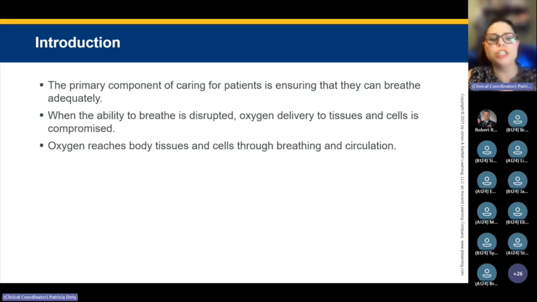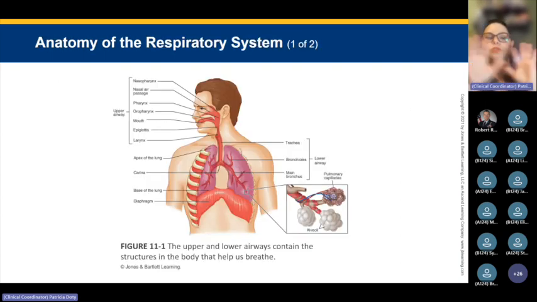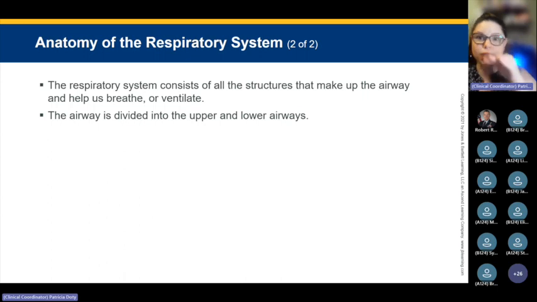But oxygen reaches body tissues and cells through breathing and circulation. And here is a beautiful anatomy of the respiratory system. You have your upper airway, and then you have your lower airway. And we are going to go into this in just a few minutes. So make sure that you see figure 11-1, and you can go back and look at that, whereas I have to continue on.